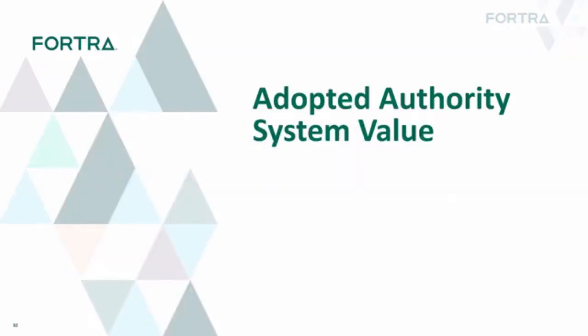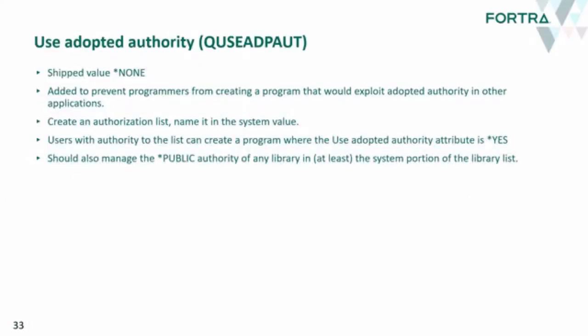So a little bit more about the adopted authority. We can actually control who's allowed to create those programs that have the ability to run under the owner's authority. And this can be a pretty powerful authority. Adopted authority means that when that program is running, so long as it's in the call stack and it's active in that job, it can run under that owner's authority, which could be elevated from what the user's authority is.